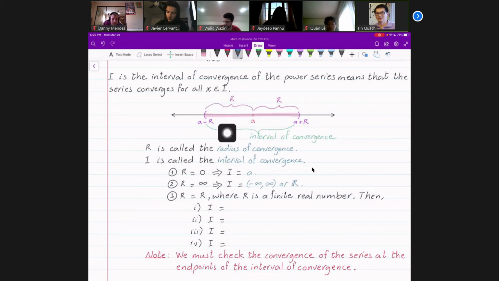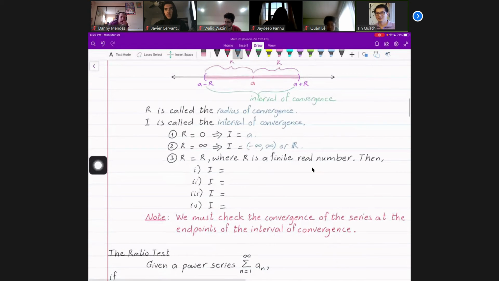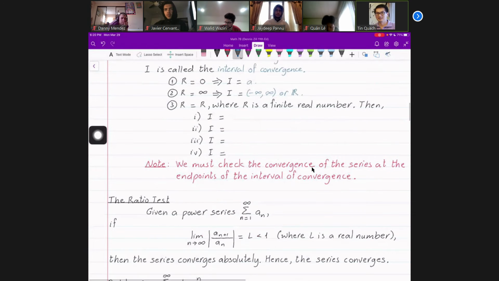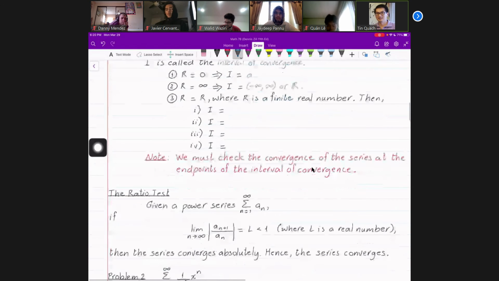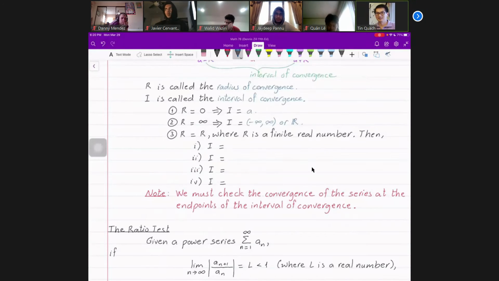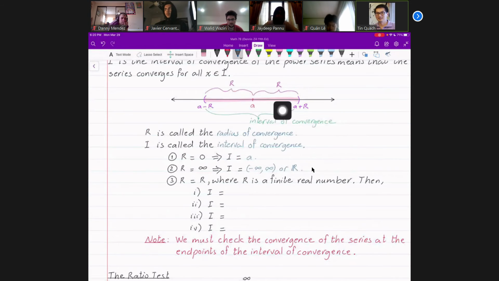But you see, when you have it like this, over here you have parentheses and parentheses. That means the endpoints are not included, but that's not true in general. Once you know what the radius is, then you have to check the endpoints to see if the endpoints are included in the interval of convergence. So when you know what the radius of convergence is, then one of these 4 possibilities could be the interval of convergence. So the interval of convergence could be this interval right here, not including the endpoints.